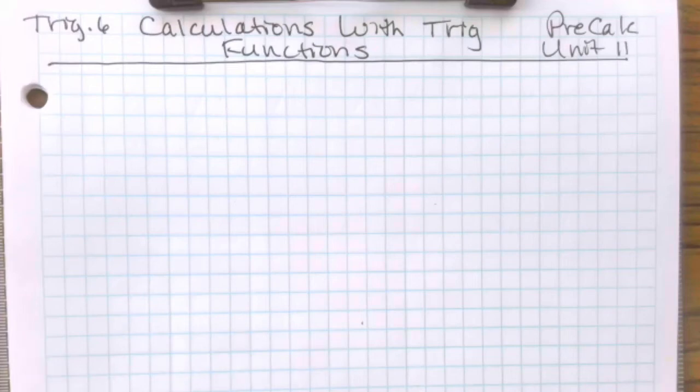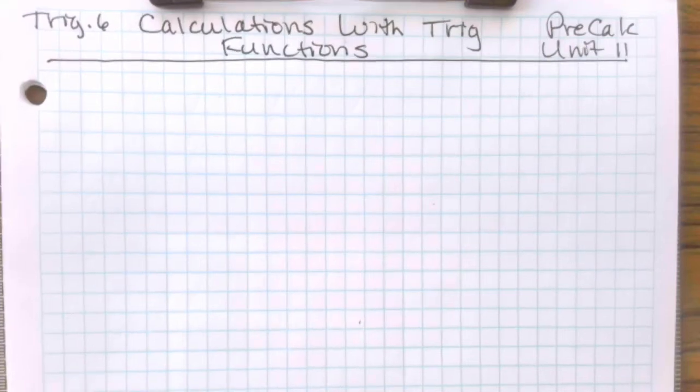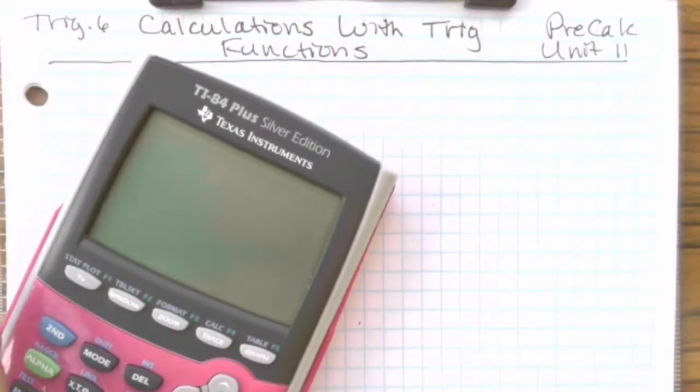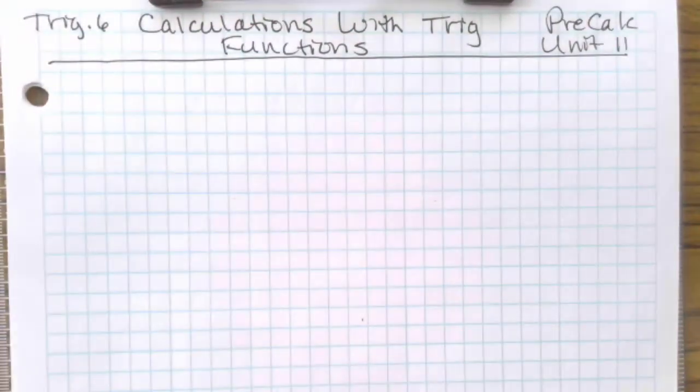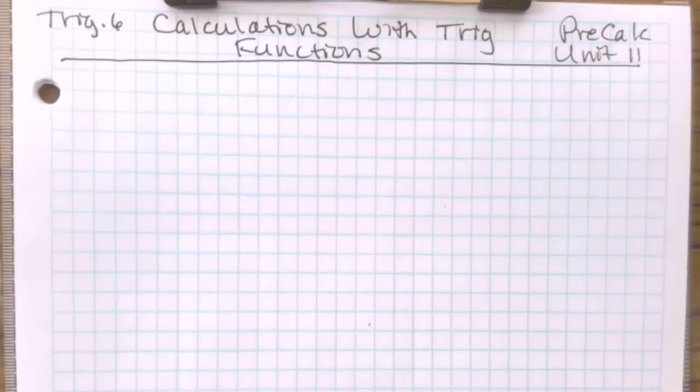Good afternoon. We are going to take notes on Trig point 6, which is in Unit 11 of Pre-Calculus. For the notes today, you're going to need your graphing calculator. I'll be using a TI-84 Plus. And we are going to do some drawing. So you might want a ruler, maybe a little graph paper would be good as well.